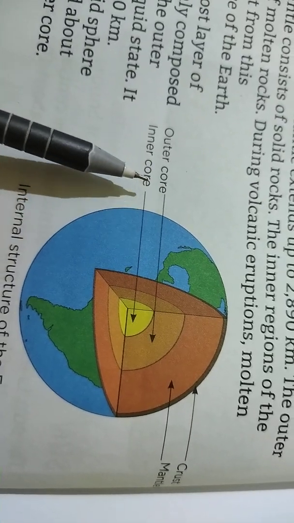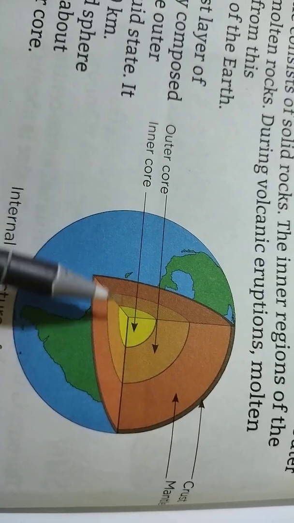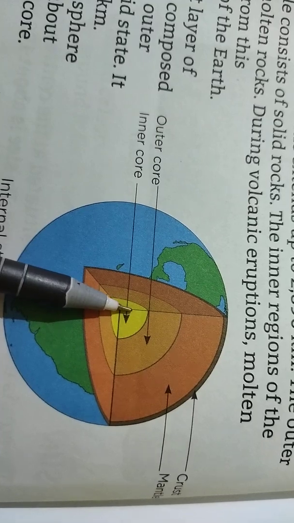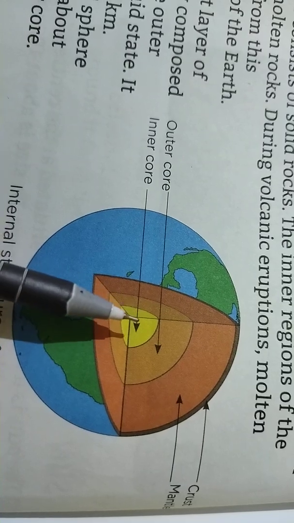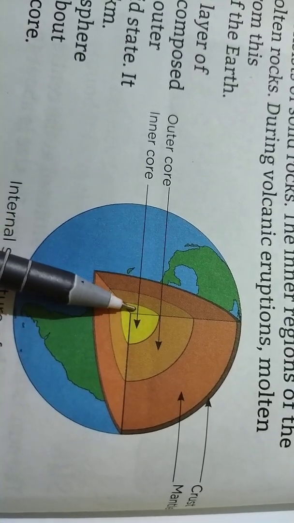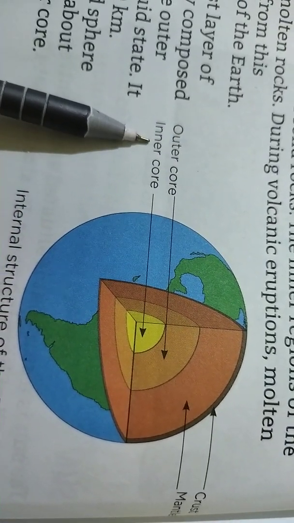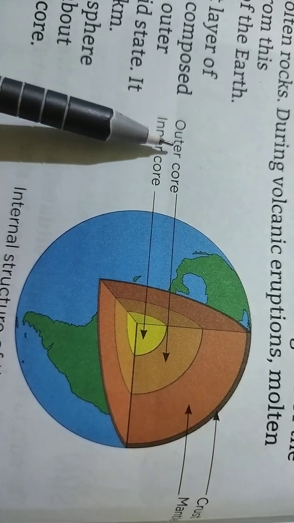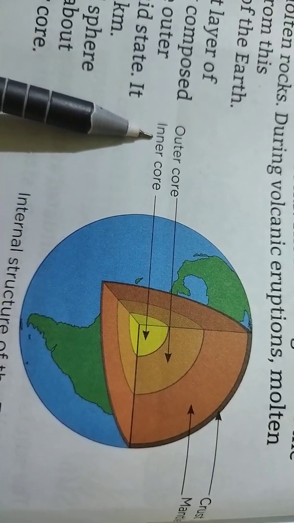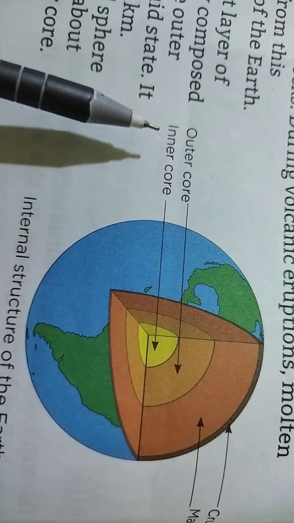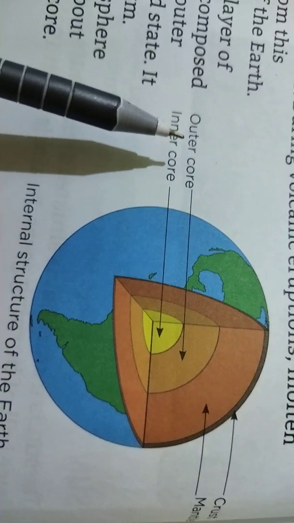Now comes the last part of the Earth, which is the core. This is the innermost layer of the Earth, or you can say it is the center of the planet. It is mainly composed of iron and nickel. It has two parts, the outer core and the inner core. The outer core is in a molten liquid state, and the inner core is like a solid sphere, or a solid ball, which is made up of iron, and the outer core contains iron and nickel.